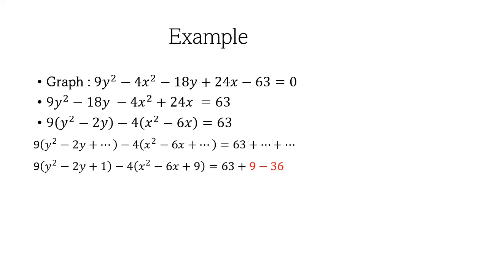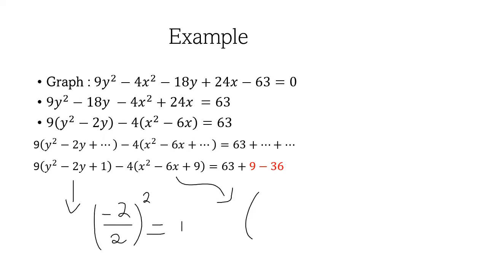We're going to change our binomials into trinomials that yield perfect squares. So we're going to add 1, which is negative 2 over 2 squared. That gives me 1. And this one is negative 6 over 2 squared, which gives me 9. And this is how we get these numbers, so we don't have to guess. Whatever we do to one side, we do to the other side. So we added these numbers on the right side as well.